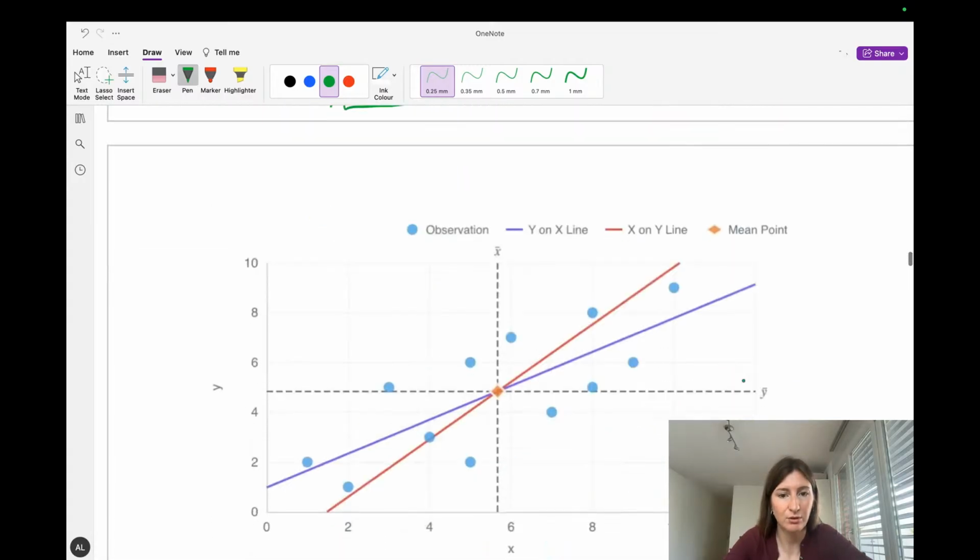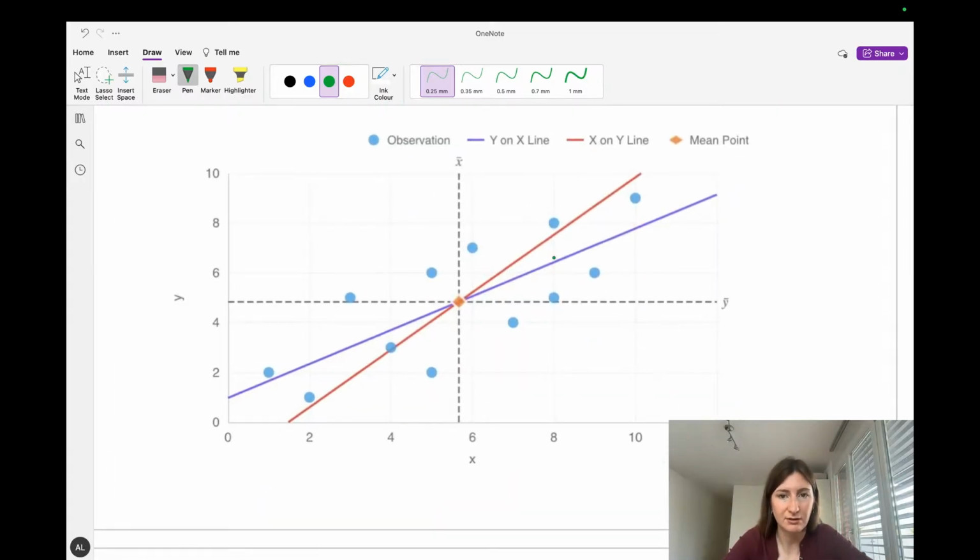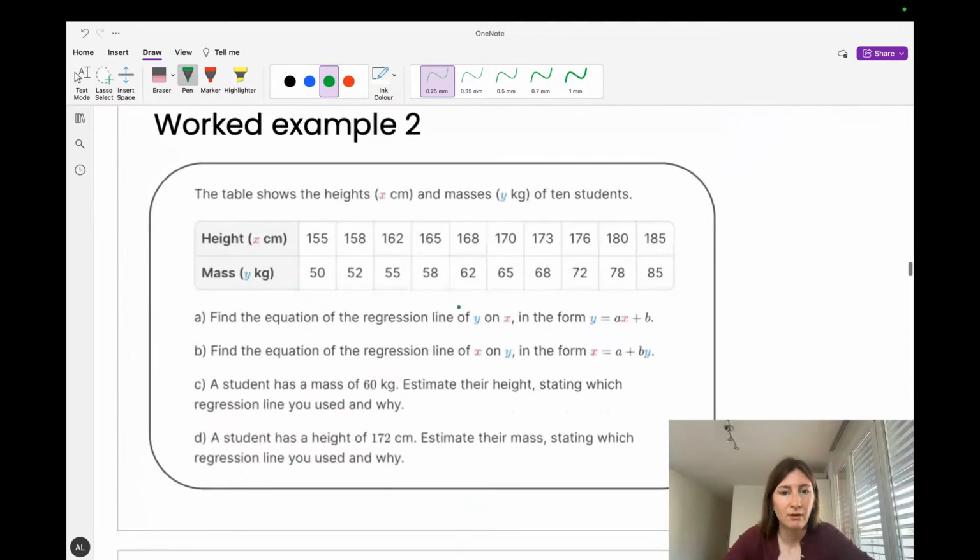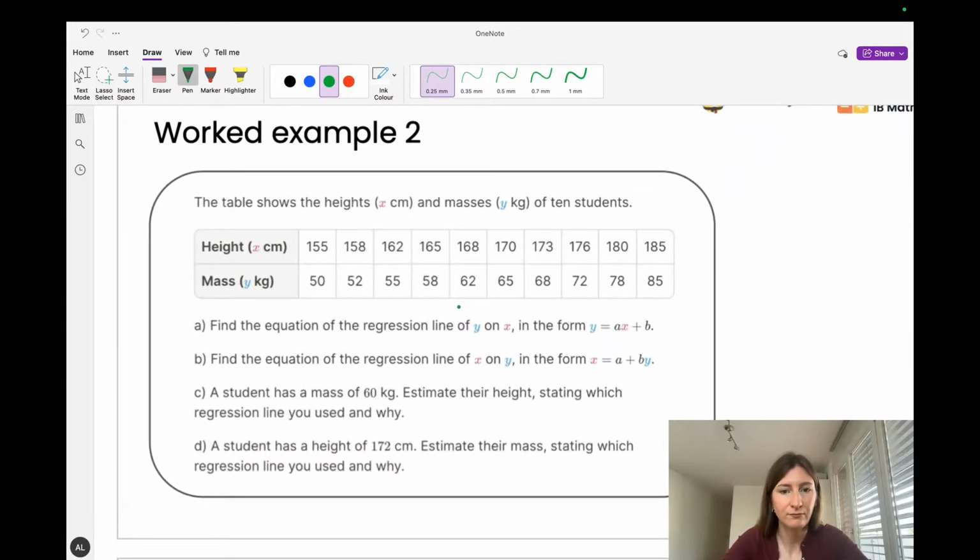So let's have a look at an example. I didn't even need to draw it. There's a better one. So that's our x on y line, our y on x line, and our mean point over there. Okay. This is a lot of data, so let's go and put that in. We have the heights, x, and the mass, y, of 10 students. So find the equation of the regression line y on x, find the equation of the regression line x on y, and then we're going to answer some questions about it. So if you have a calculator with you, maybe take a picture of this, because I'll be going between to put it in, but take a picture and put it on your calculator.